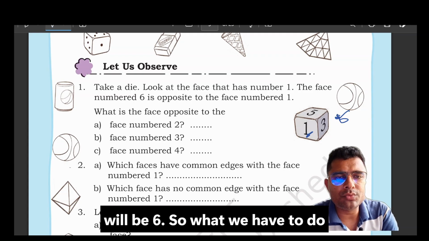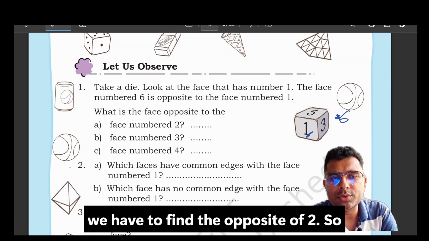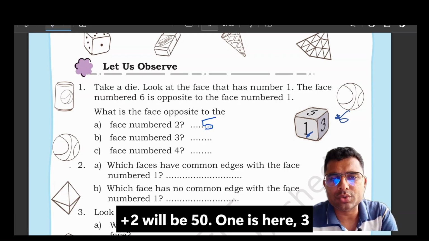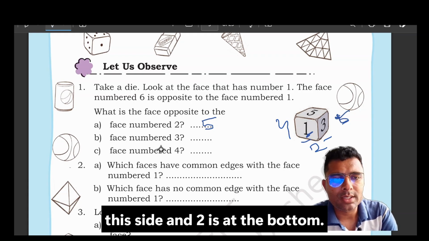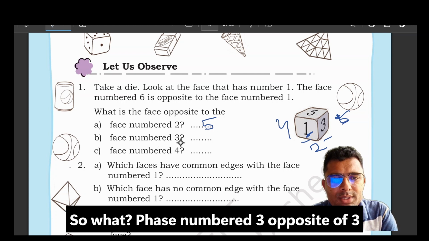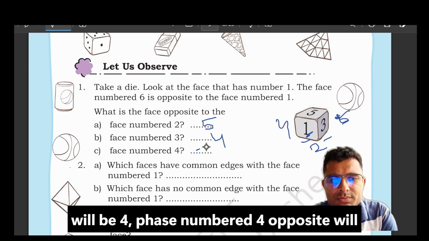So what we have to do, we have to find the opposite of 2. So opposite of 2 will be 5, bachcho. 1 is here, 3 is here, 6 is this side, 4 is this side and 2 is at the bottom. So the face numbered 3, opposite of 3 will be 4. Face number 4, opposite will be 3.